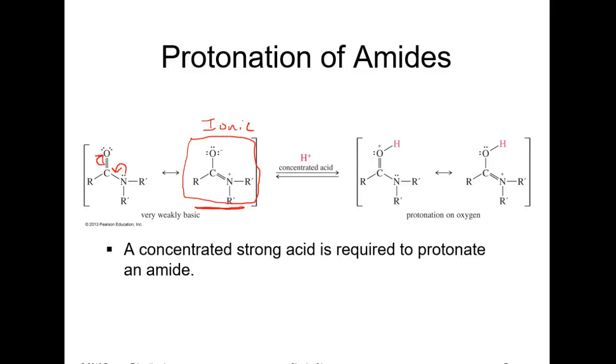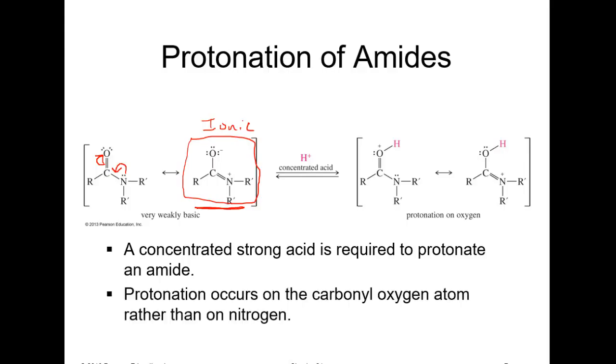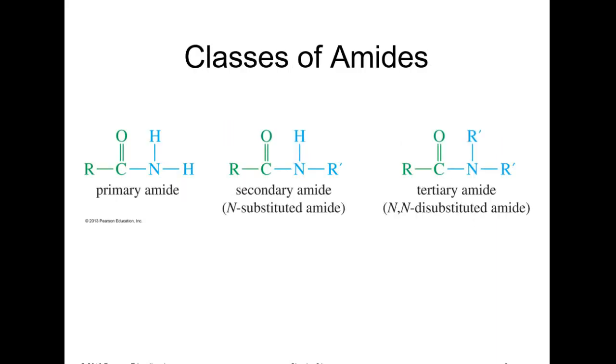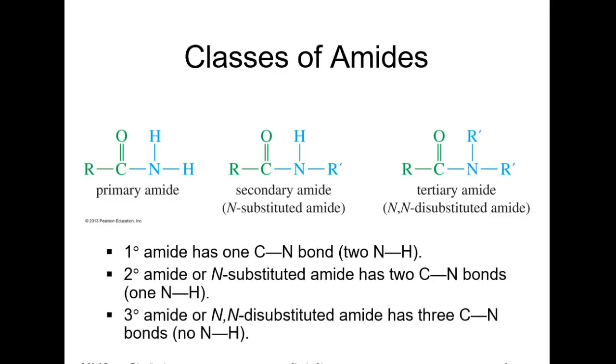So you kind of have this equilibrium. A concentrated strong acid is required to protonate an amide, and protonation occurs on the carbonyl oxygen atom rather than on the nitrogen atom. We've talked about these primary, secondary, tertiary amides, N-substituted and N-disubstituted. That's how we name compounds, which we've learned.